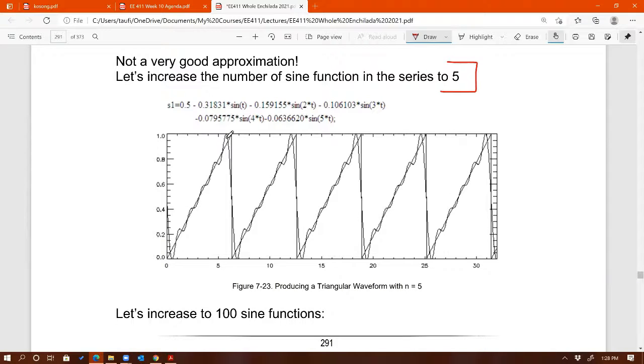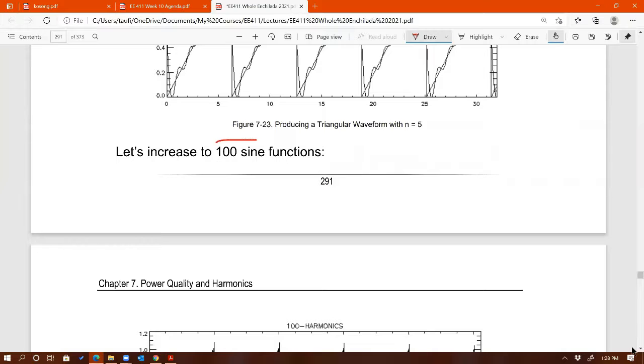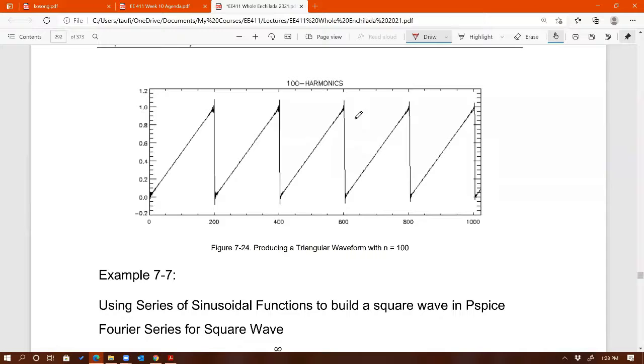you can see that I have a better approximation, better match to a triangular wave. See that? So now I'm adding 5 sine waves in the Fourier series. Look at the resulting waveform. Right? Now it's looking more like a triangular wave. What happens if I include 100 sine waves in the Fourier series? Then you get even better triangular waveform. See that? Okay.